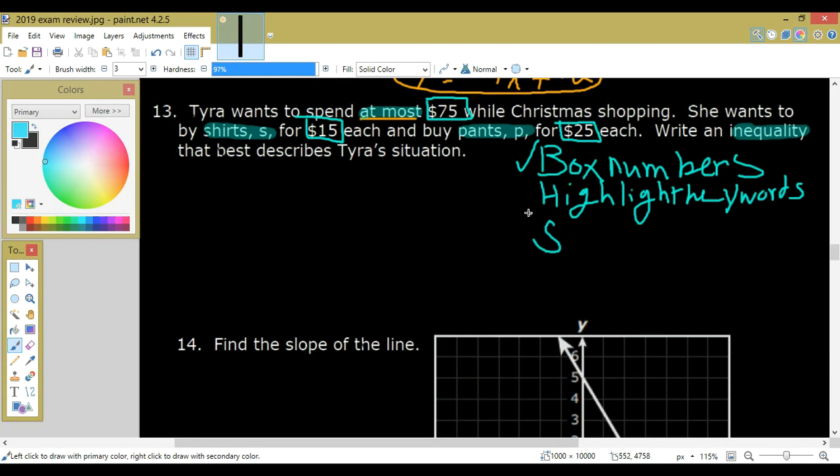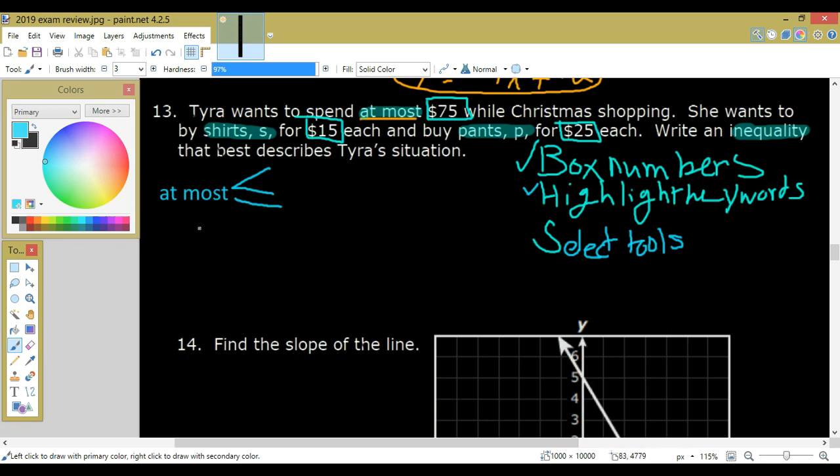Okay, the S stands for select tools to eliminate choices and solve. There's no choices here, so we have to select a different tool. It says the word at most, and at most means we can't get any bigger than that. So we know that that value has to be less than. It could include $75 though, so we'll put a line under it. At most is less than or equal to.